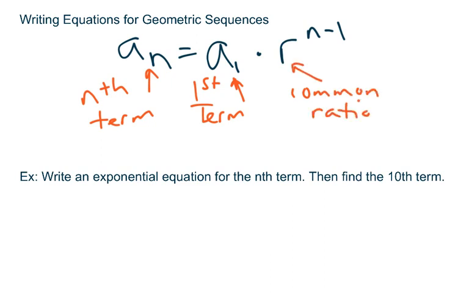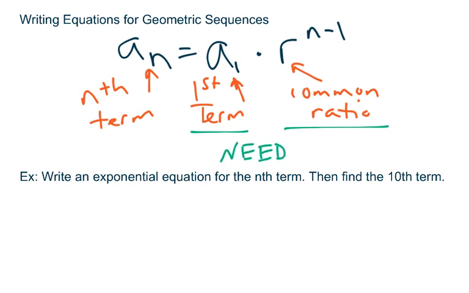Common ratio. And then n just stands for whatever number we're working with. The two values that we need to know to be able to write an equation are the first term and the common ratio. Those are the two that we need to have.